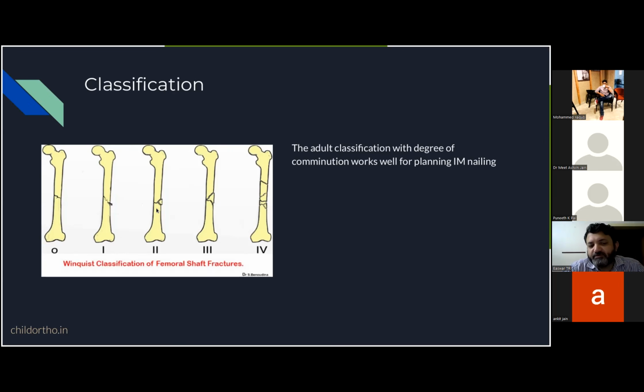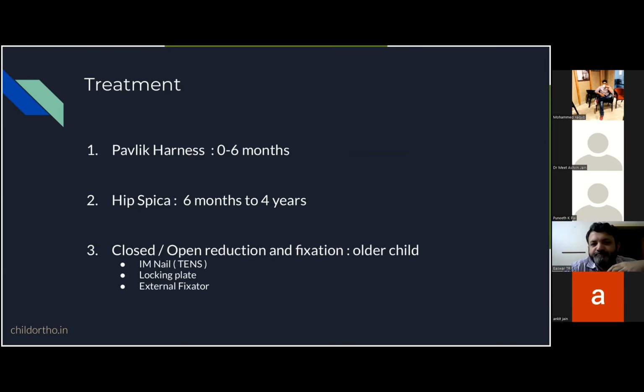When it comes to the second type, it is about 50% comminuted, and this is more than 50% comminuted. There is a large butterfly fragment, as we call it, and then we have the multiple combinations. So this generally can guide some treatment and is also helpful in communicating with colleagues. The treatment, as per the book description, goes according to age.